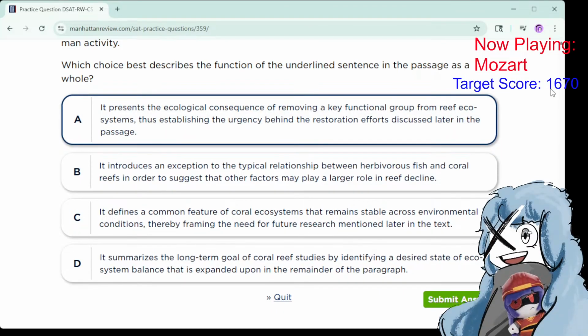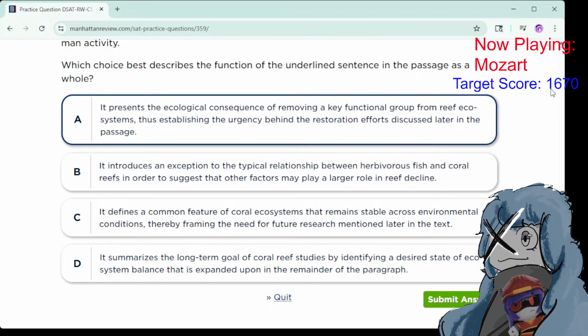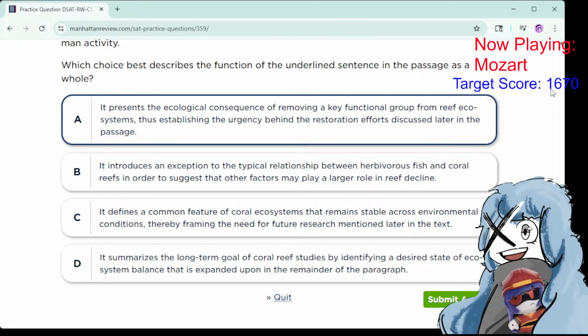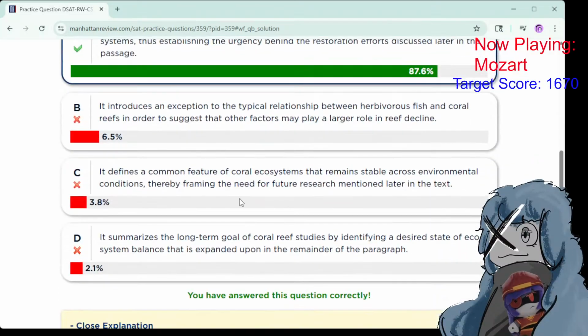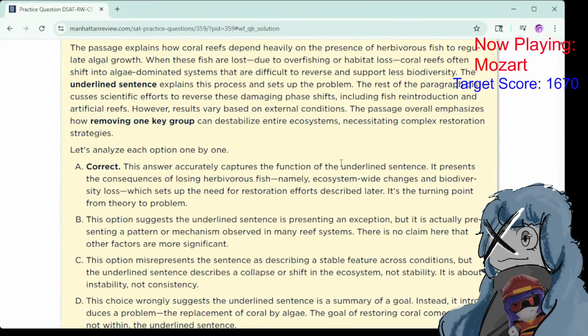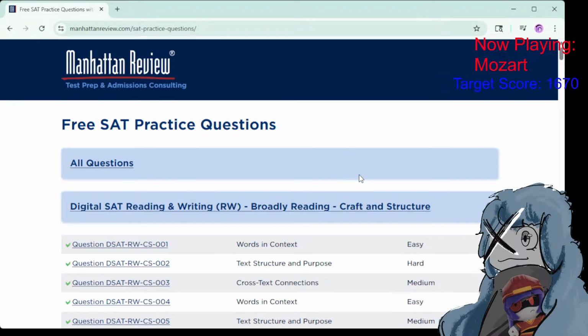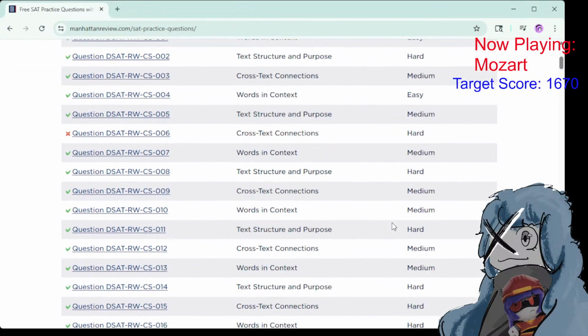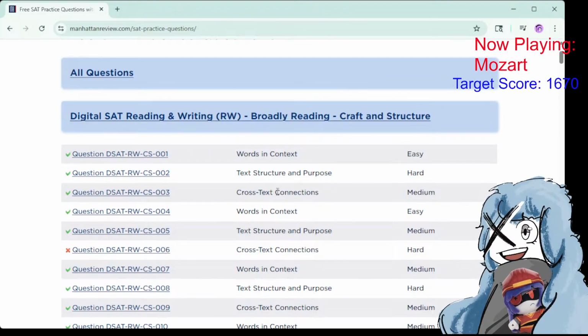There's no A's right now. Introduces an exception to the typical relationship? No. It defines a common feature? I only think it's obviously A. So no one better got this one, man. Doing pretty good. Have one strong for us.